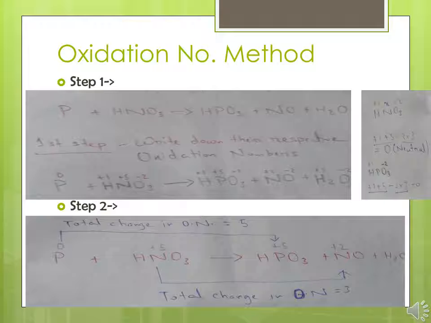If you go through the second step, you can see the variation in the oxidation number. In the reactant side, the oxidation number for phosphorus is 0, but in the product side, the oxidation number for phosphorus is +5. Also, in case of nitrogen, in the reactant side it is +5, in the product side it is +2. So I can see here that on one side there is a deficit of electrons, on the other side there is a surplus of electrons. So I can basically see that phosphorus is undergoing the oxidation reaction and nitrogen is undergoing the reduction reaction.